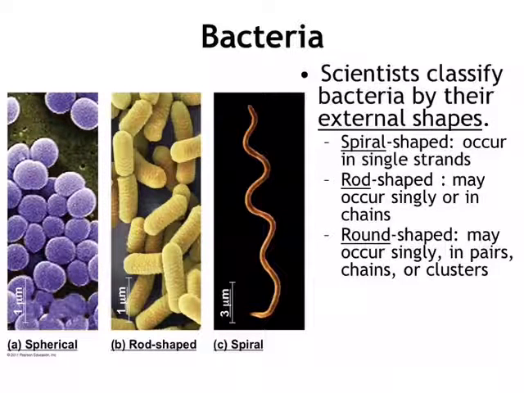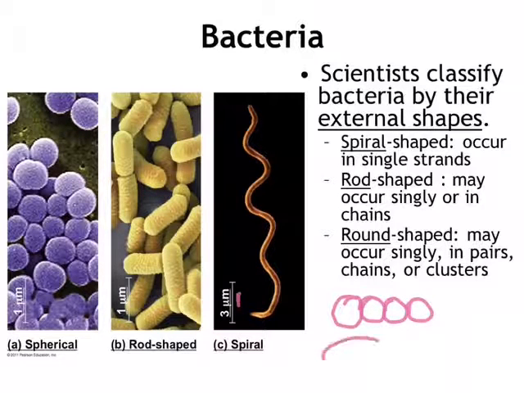Scientists use the shape of bacteria to classify them. You can see the symbol here. This strange looking U is the symbol for micro. So these are smaller than millimeters, really, really small. They're spiral shaped, rod shaped, and round shaped. And they can also come in singles, or they can come kind of hooked together like this, or like a double rod. Several different ways that they can show up.